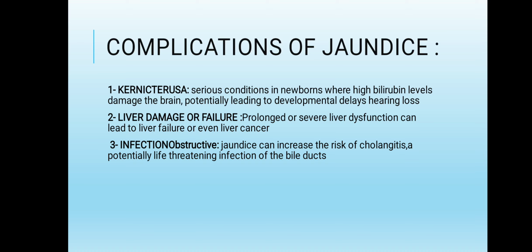The second one is liver damage or failure. Prolonged or severe liver dysfunction can lead to liver failure or even liver cancer. In liver damage or failure, the jaundice progresses with coagulopathy and encephalopathy. The third one is infection. Obstructive jaundice can increase the risk of cholangitis, a potentially life-threatening infection of the bile duct. What happens in cholangitis? Cholangitis is inflammation of the bile duct, often caused by bacterial infection. It can be ascending cholangitis or primary sclerosing cholangitis.